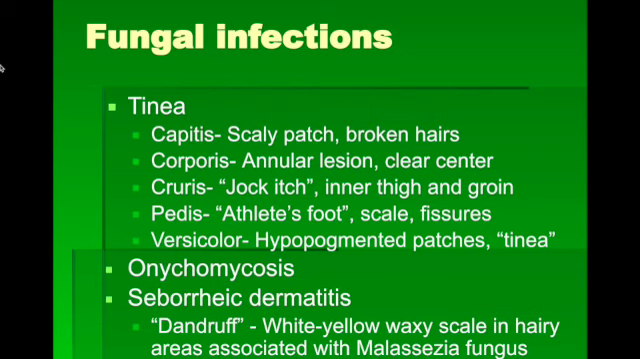Tinea versicolor is sort of a specific form, and this actually is typically a hypopigmented patch, and it's not really a true tinea, but we do call it tinea versicolor, so I just wanted to group it in here so it's something that you're familiar with. Onychomycosis, which is fungal infection of the nail, and seborrheic dermatitis, which is basically just dandruff when you have that white, yellow, waxy scale in hair-bearing areas, and that's typically caused by the Malassezia fungus that lives on the skin.